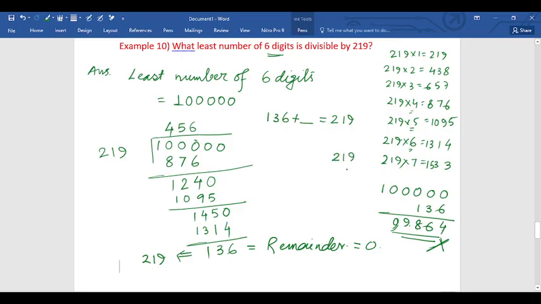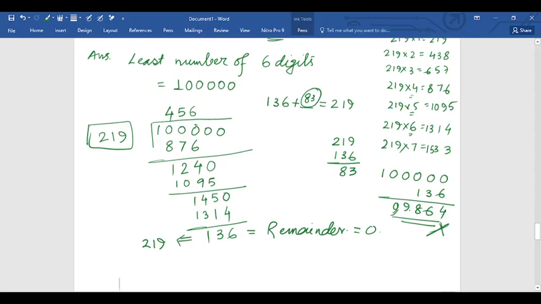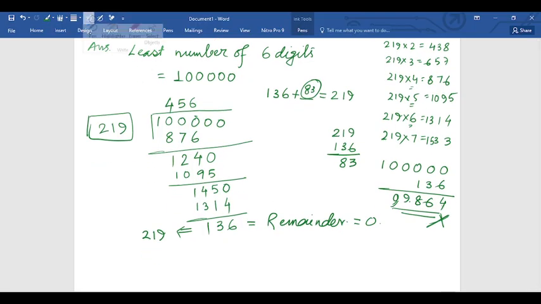That is 219 minus 136, which is 83. Now if we add 83 to this number, the whole number is exactly divisible by 219. So okay, let us add 83 with 1 lakh, the least 6 digit number.